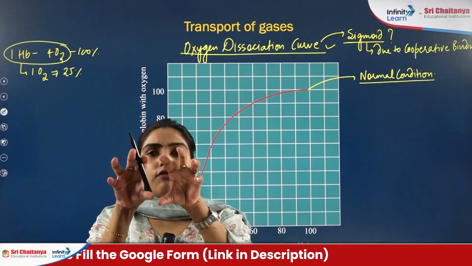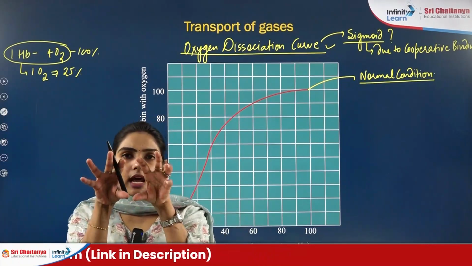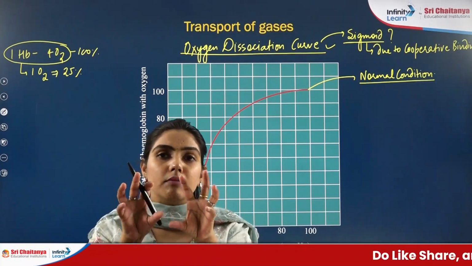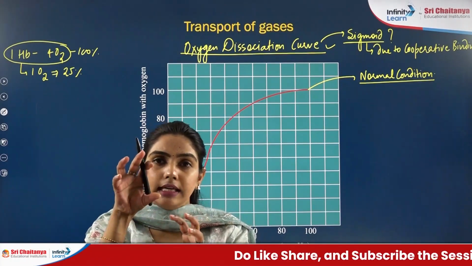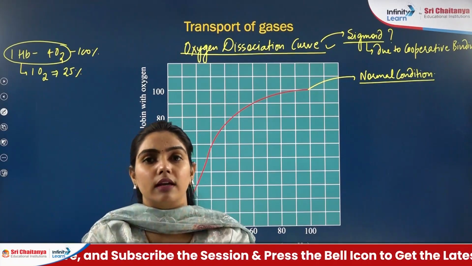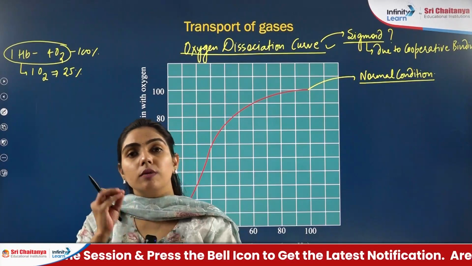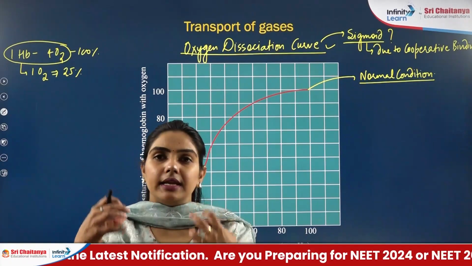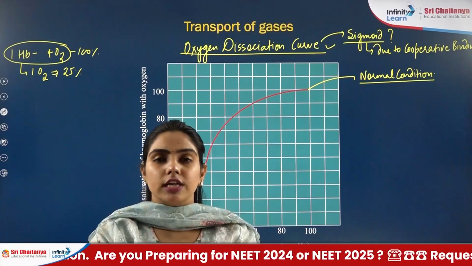So there are 4 iron atoms, right? There are 4 polypeptide chains in the hemoglobin structure, and inside each polypeptide chain there is a central metal ion, that is iron. So hemoglobin is an iron containing pigment. To that, the oxygen will bind, right? So it will make oxyhemoglobin.